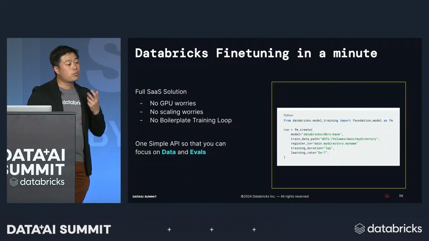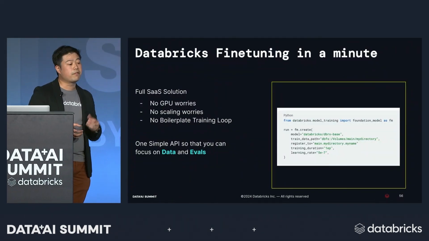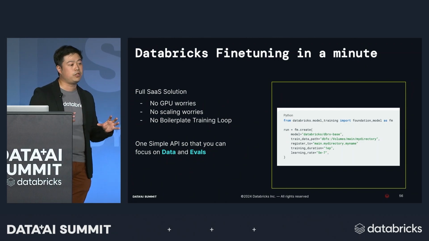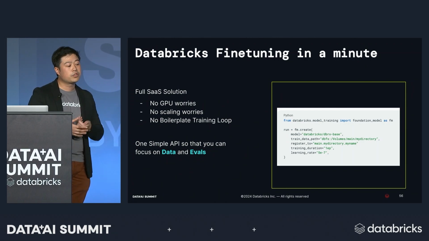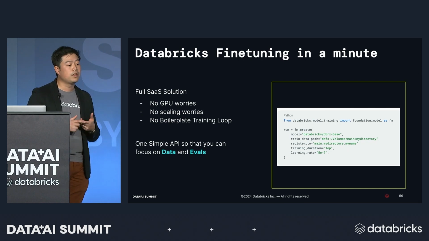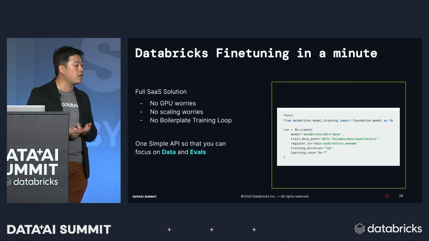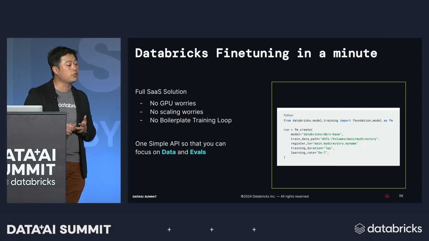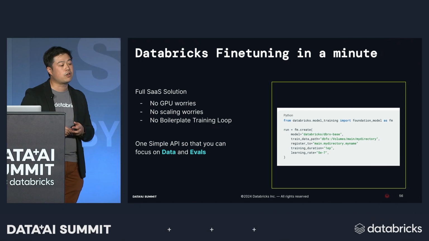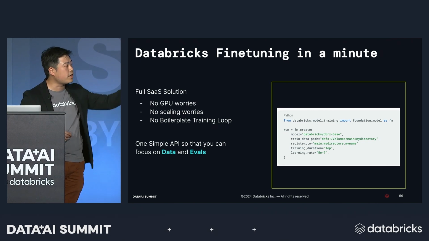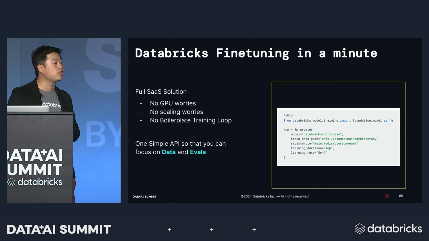So what is Databricks fine-tuning in 1 minute? Firstly, it's a full SaaS solution. We're running all the hardware, managing the GPUs, and managing the hardware faults. So you don't need to worry about the GPU side of things. Scaling is baked in, so you don't need to worry about all the sharding and scaling setups. And there's not a lot of boilerplate in setting up the training loop. You're just doing a simple API call, you point it to your data set and to your evaluations, and you can see the API call that you need in that screenshot there.